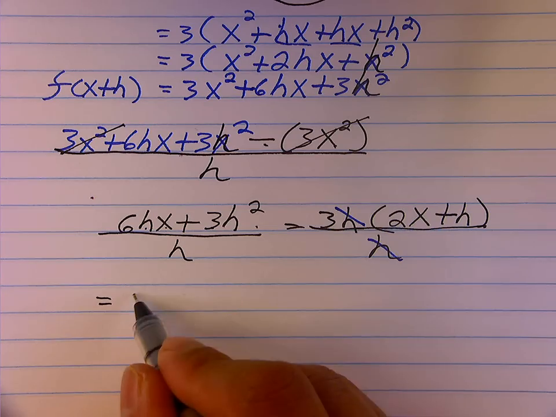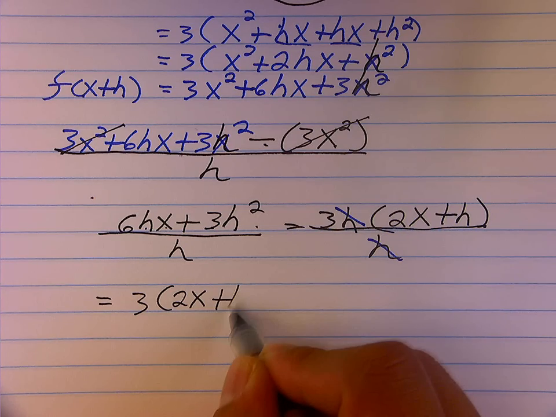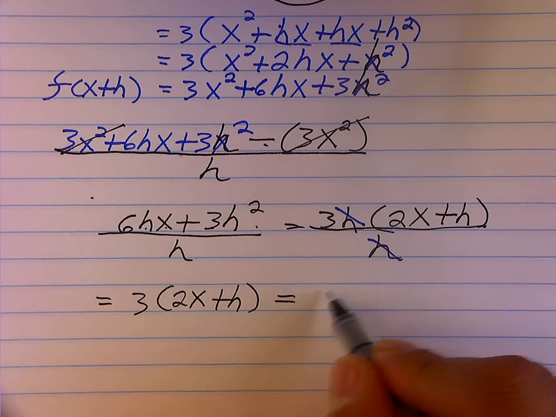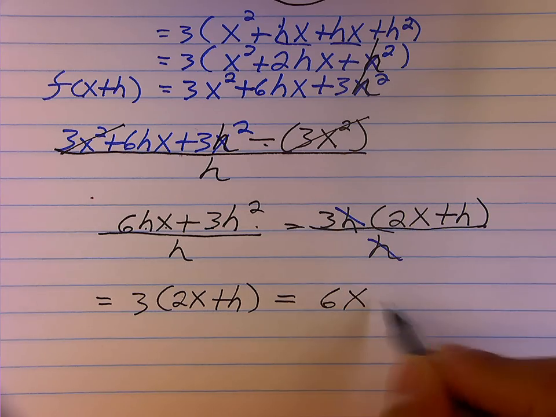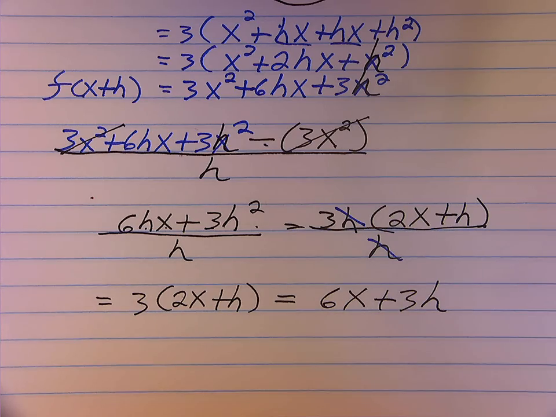Final answer can either be written in the form 3 times 2x plus h, or in the expanded form 6x plus 3h. So this is the result of applying the difference quotient on the original formula f of x equals 3x squared.